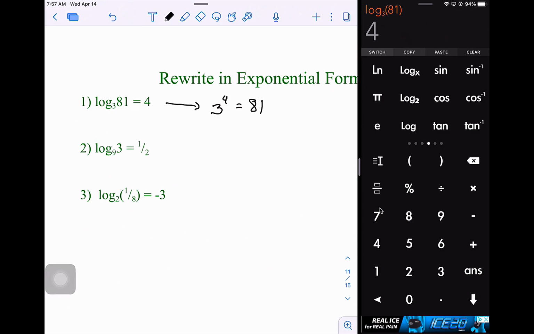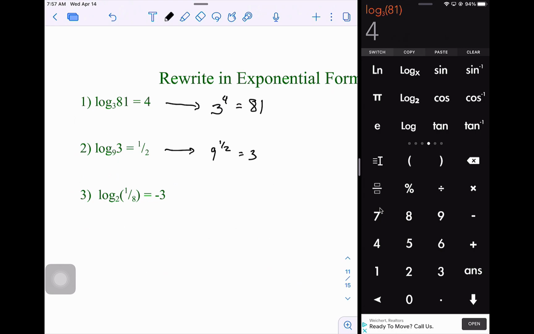3 to what power gives you 81? No, 4. Same idea, number 2. Start with the base. 9 to what power gives you 3? Well, if we rewrite that, 9 to the 1/2 power will give you 3.